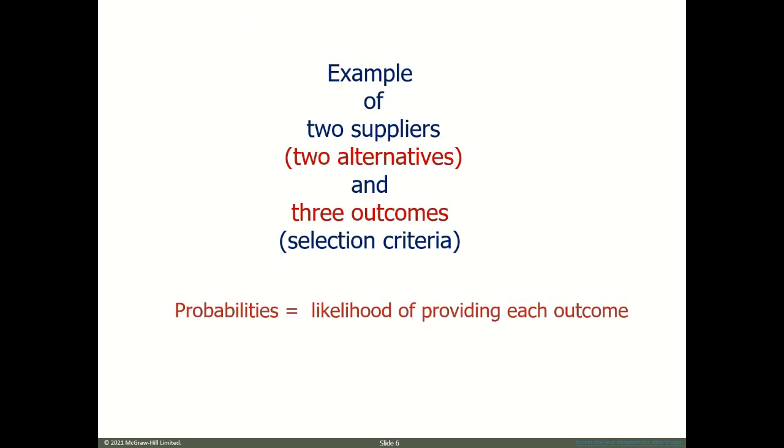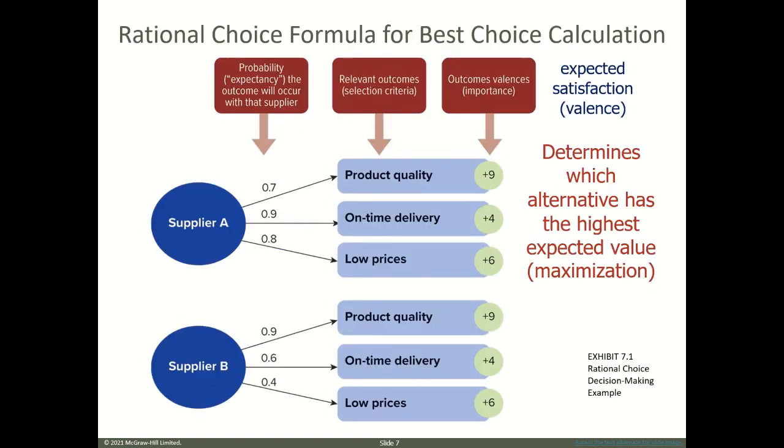I'm just going to explain this with one example. There are two suppliers and three outcomes. From the two suppliers, we have some expectations and some probabilities. From those suppliers, we see how much we will be satisfied or not satisfied. Here, probabilities mean the likelihood of providing each outcome. So let's have a look at this.